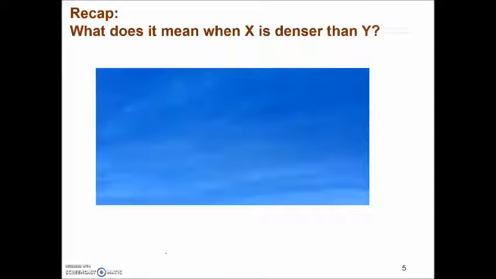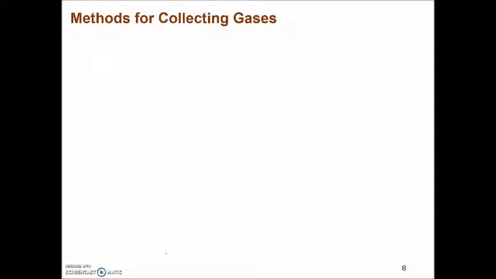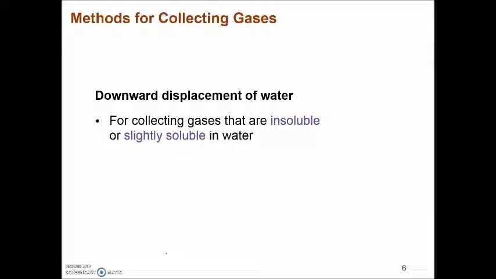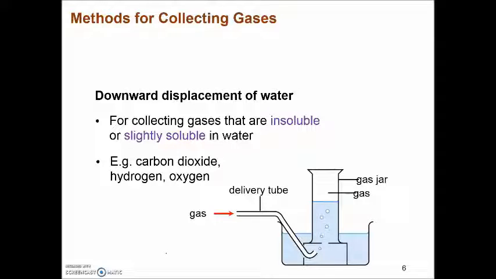So they float. So let's look at our first method in collecting gases, the downward displacement of water. Now, it is used for collecting gases that are insoluble or very, very slightly soluble in water. Well, if the gas is soluble in water, it will dissolve and you can't collect it. So gases that do that are like carbon dioxide, hydrogen, and oxygen.